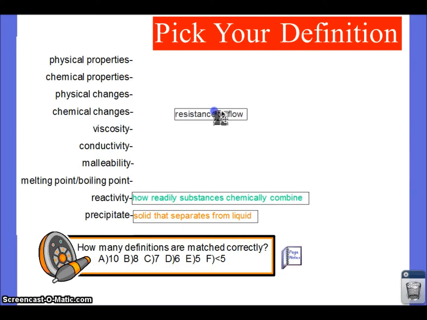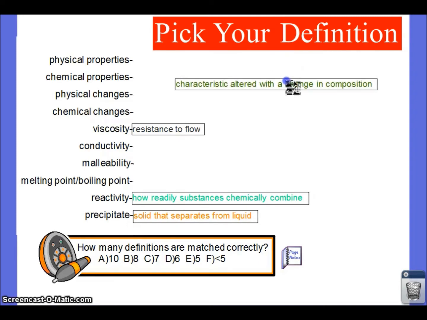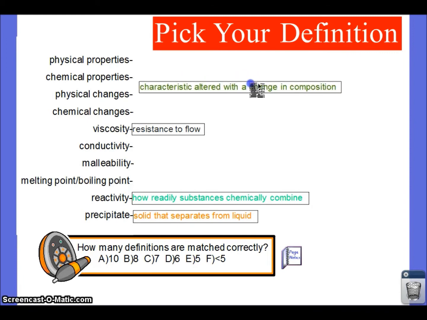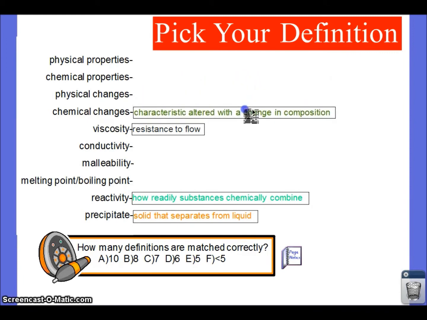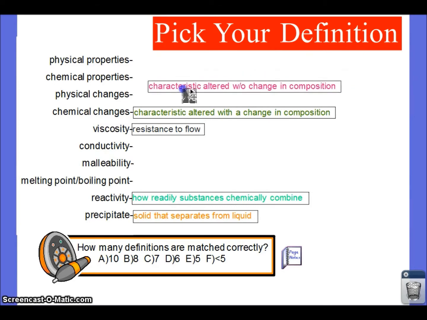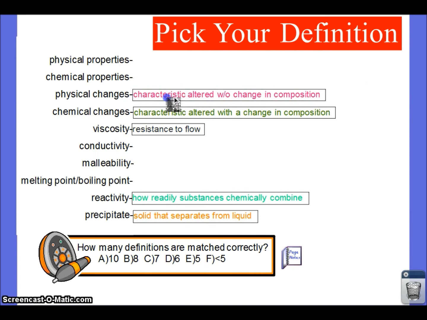See your next one, resistance to flow. Okay, pause the video. Alright, it is viscosity. When you say a substance is very viscous, that means it does not flow easily, just like syrup. Characteristic altered with a change in composition. When you change the composition, it is a chemical change. It's no longer that same substance. Characteristic altered without change in composition. Without a change in composition, this is a physical change.